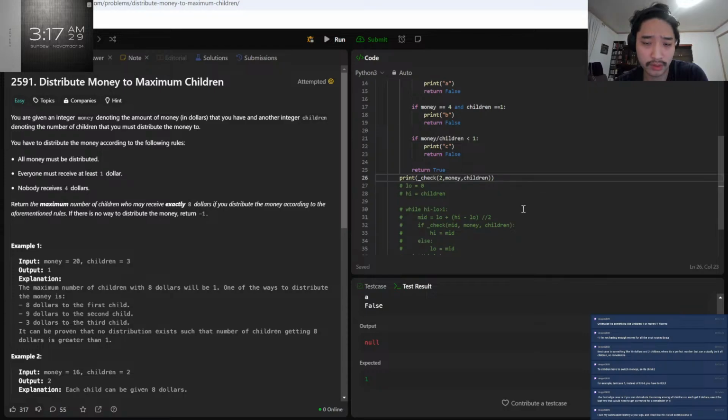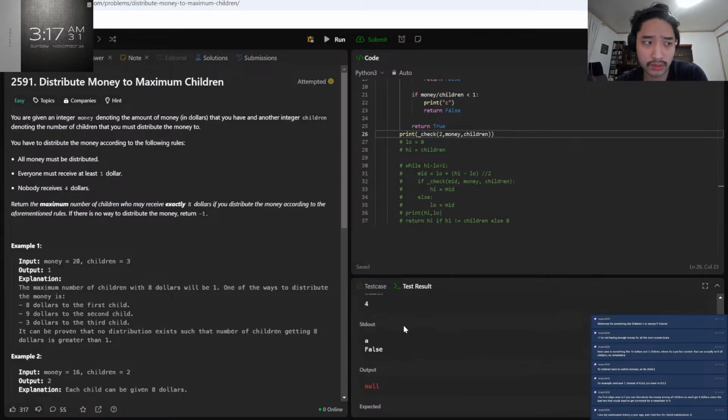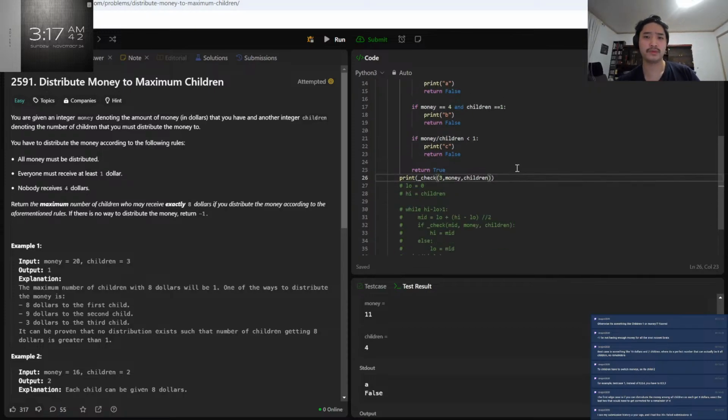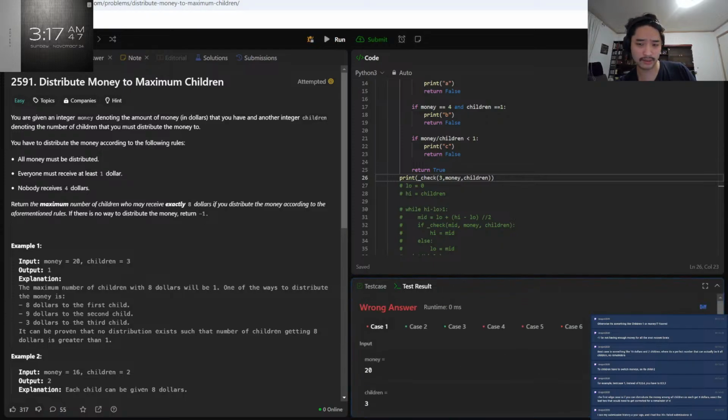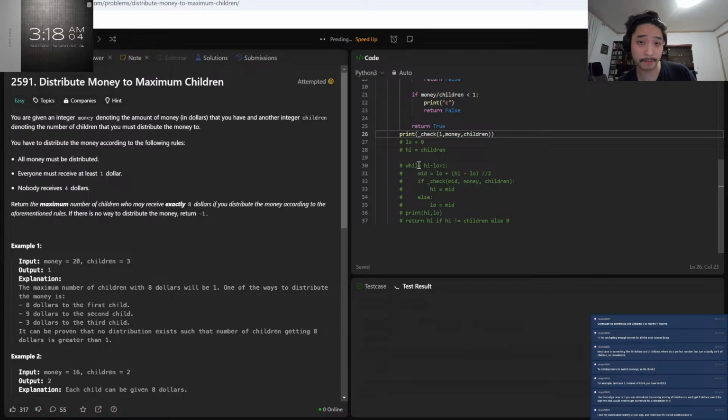There's something weird going on here. Why would this be incorrect? It works as intended, so I don't understand why. False, false. Okay, so the issue now is apparently something with the edge case.